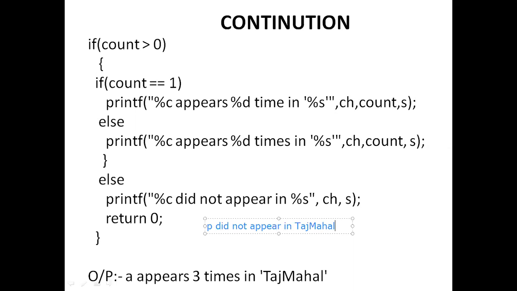But here, the input which you have given is small a. So automatically a occurred 3 times in the string Taj Mahal. So the output is a appears 3 times in Taj Mahal. So that will be the output. Next program we will be seeing.